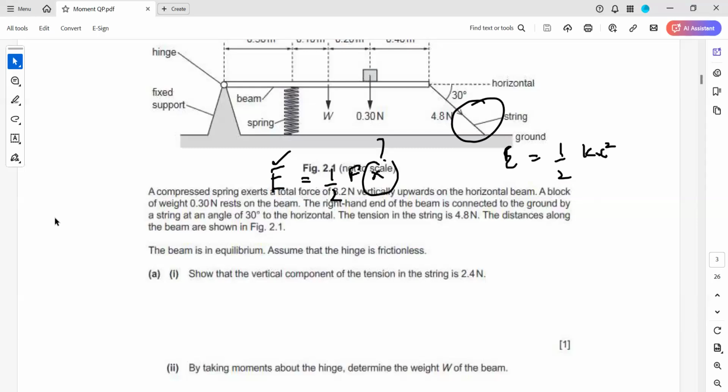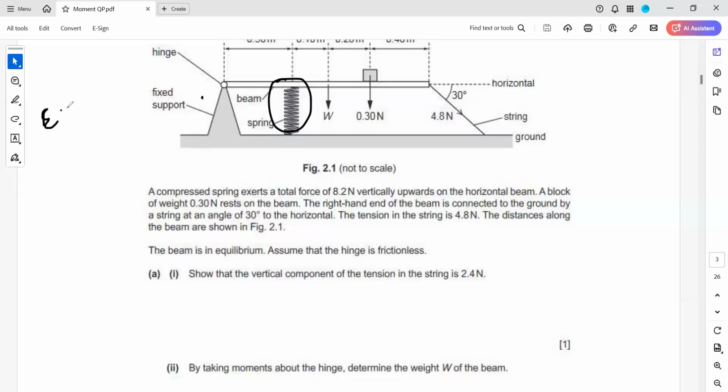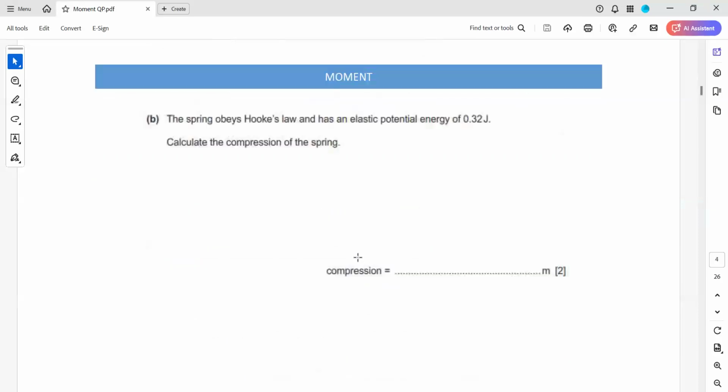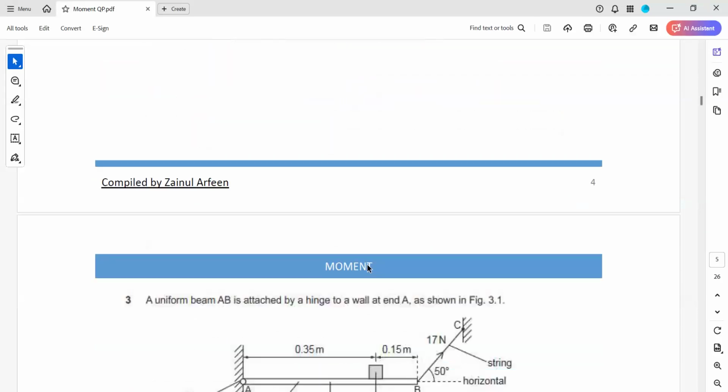So in the question, the compressed spring exerts a total force of 8.2 newtons. So we have the total force, which is 8.2 newtons. So we just use the formula that the energy stored in the spring is half F into x. So energy is 0.32 and we have the force, which is 8.2. So we can use this formula to work out the compression of the spring. Compression or extension, both can be calculated by this formula.